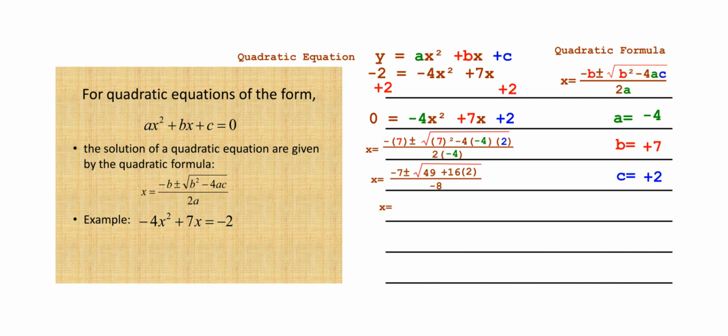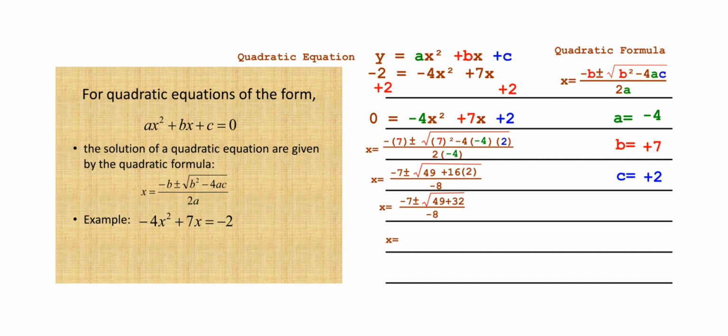So I'm bringing down that 2 so we can see that it's multiplying my next step. So my next step, x equals, once again, negative 7 plus or minus. There is my 49, and 16 times 2 gives me 32, hence the reason why I have 32. I still need a radical sign, so I still need a square root there. On the bottom, I still have my negative 8 from the previous step.